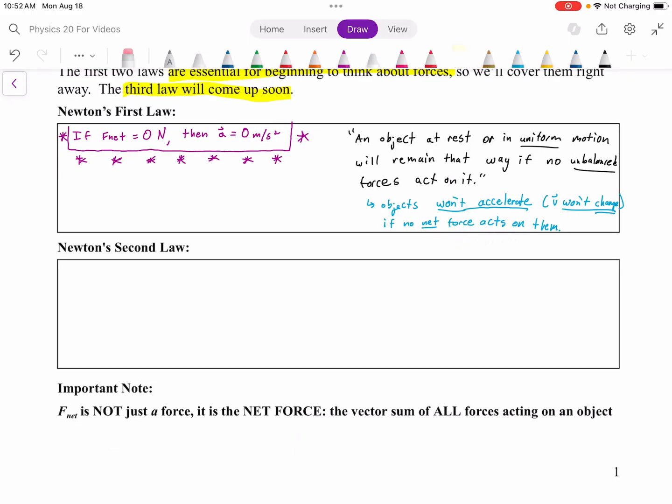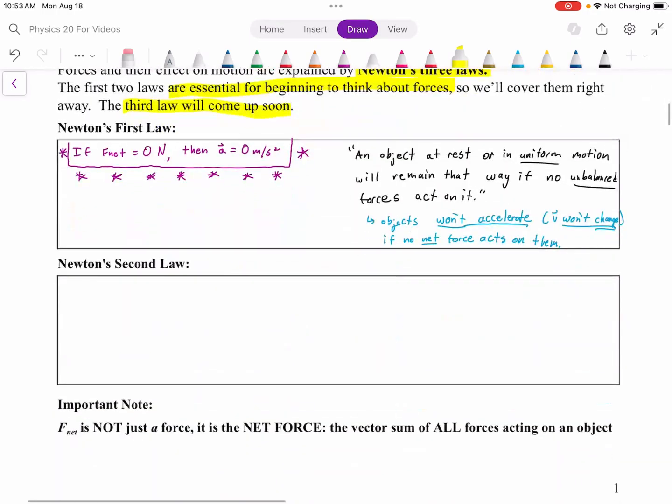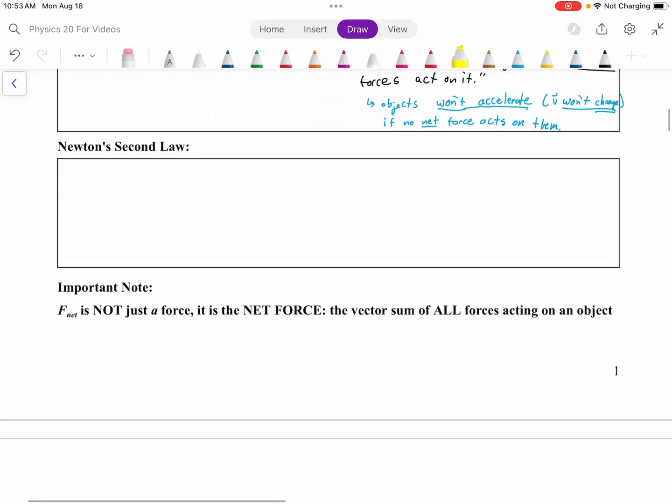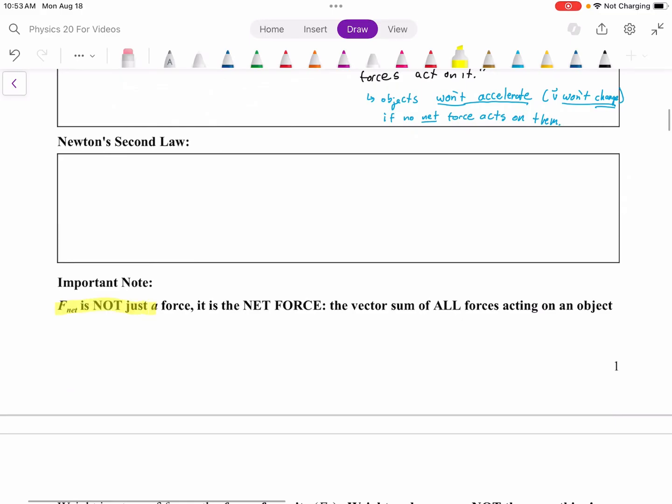And an important reminder, right? No net force doesn't necessarily mean there are no forces at all acting on it. I mean, look at you right now sitting in your chair. There are forces acting on you. Gravity is pulling you downwards, but it's being canceled out by the normal force in your chair pushing you upwards. Your calculator rests on your table even though there are forces acting on it because all of those forces add together to cancel. So remember, F net is not just a force, it's the net force.